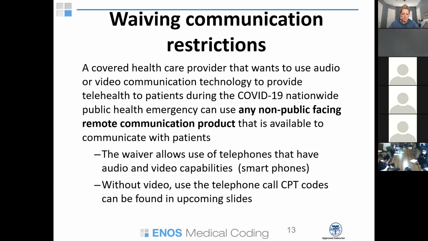So during the COVID-19 nationwide public health emergency, it is okay for your providers to communicate with the patients as long as that's a non-public facing remote communication product. So that includes smartphones, and smartphones was specified by HHS. If it's not a smartphone and it's just a telephone call, there's no video, then you can use the telephone calls or the virtual check-in calls that we'll discuss in a moment.